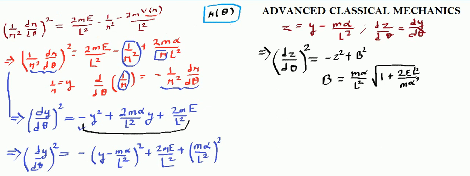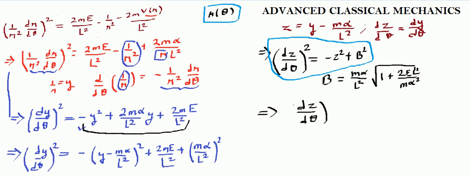Okay, don't you see that the equation has become so simple? The equation looks so simple. Now there is no more trick, just a little bit of algebraic manipulation. So you'll get (dz/dθ) whole square plus z square equals b square.